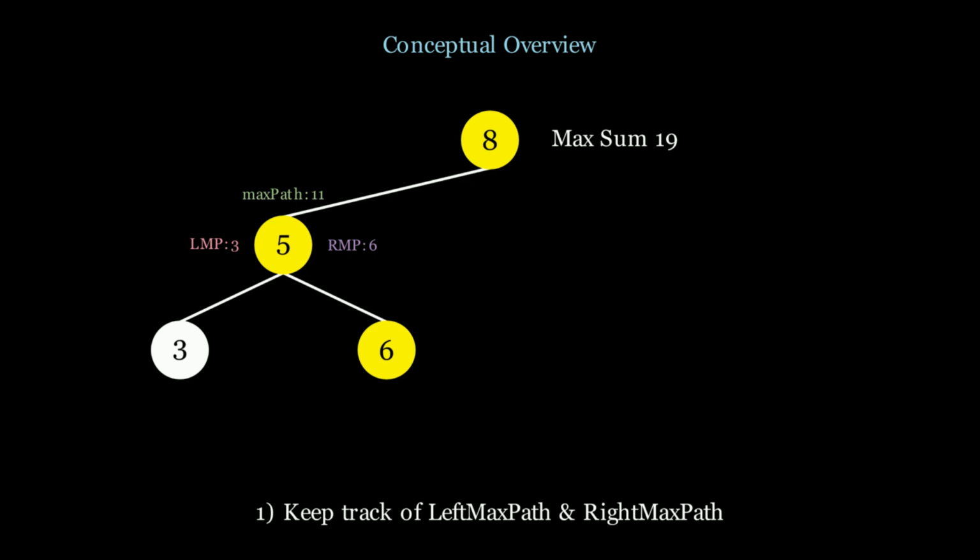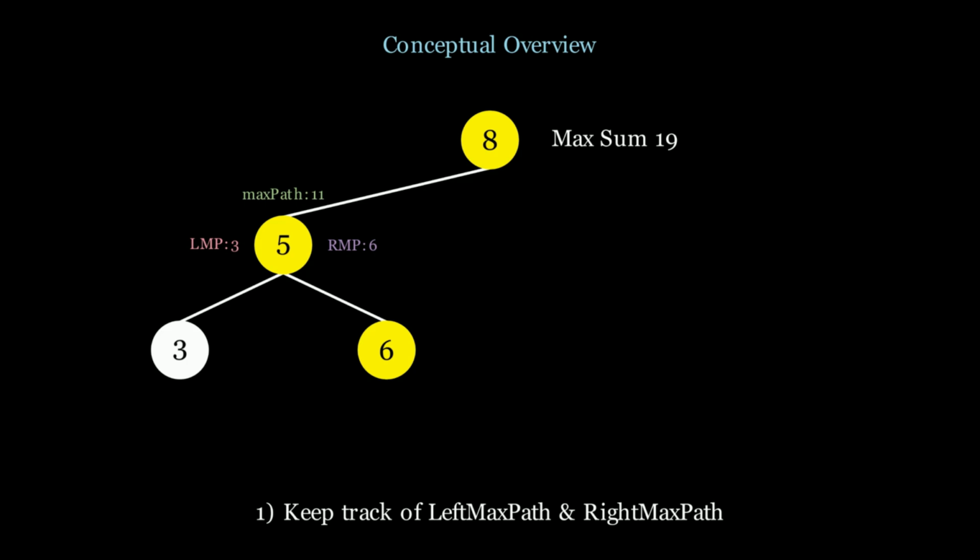The right max path is 6. And so in this case, what is the maximum path at node 5? Well, it's actually 11. We're going to choose to take the left max path or the right max path, right? And then we're going to add the current node's value to it. So in this case, my right max path is greater than the left max path. So I take 6, and my current value is 5. So the maximum path at 5 is 11. I'm going to take 5 and 6.